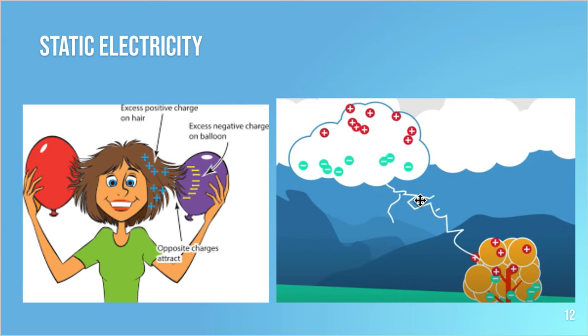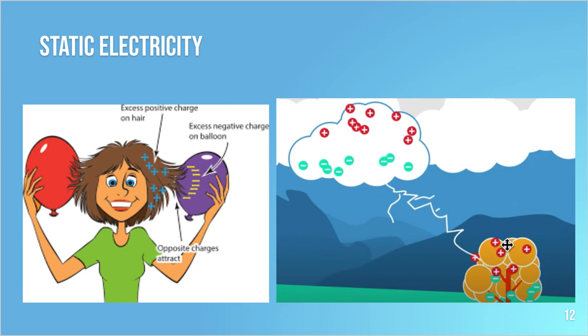Now, with the lightning example, this is a bit more complicated. As water molecules in the cloud are heated and cooled and move up and down against each other, there is a separation of charge, which forms two poles within the cloud. One part becomes negatively charged and the other part becomes positively charged. Objects on the ground then become oppositely charged to the lower part of the cloud.